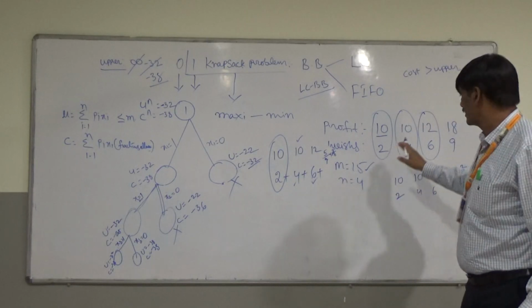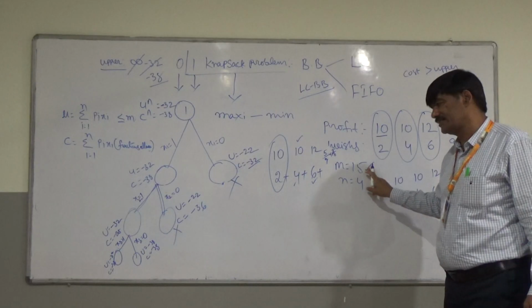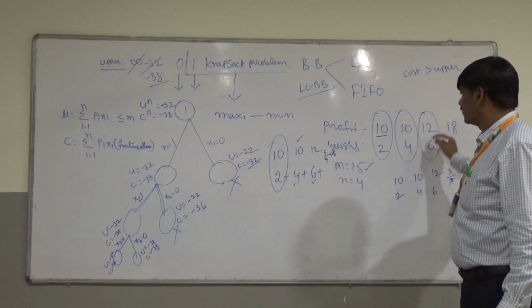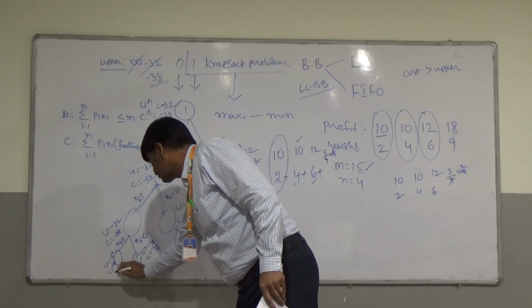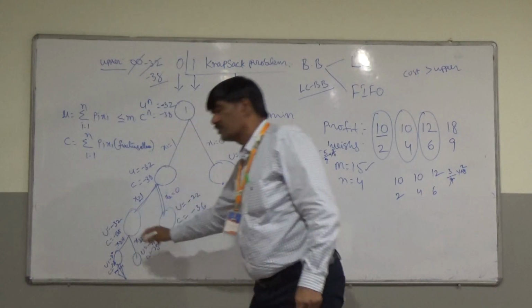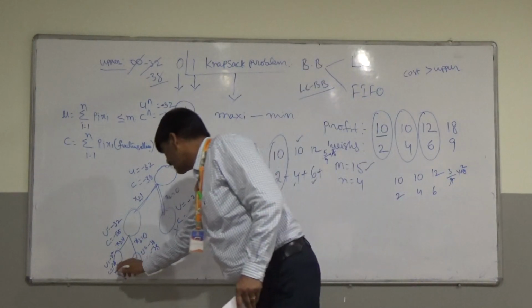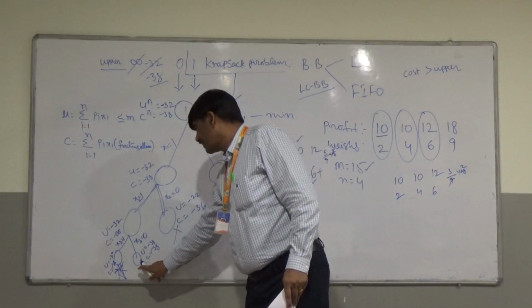So only 3 items are possible to insert into the bag, because the total capacity is 15. So it is not possible to take x4 equals 1 here, x4 equals 1 and x4 equals 0 like that. That's why it is an infeasible solution. So that's why it is eliminated here also. So only here it is the live state.